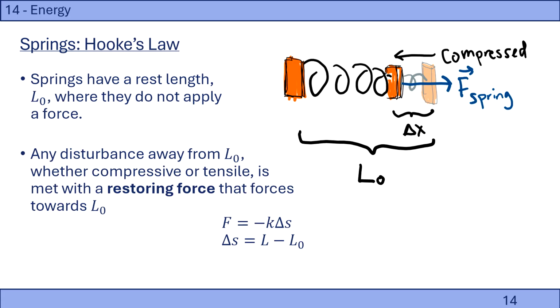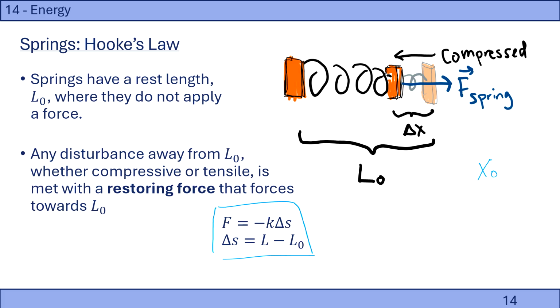To formalize just a little bit, springs have a rest length. Sometimes we call it X naught or L naught, where they don't apply any force. Any disturbance away from L naught, this rest length, will want to move it back towards L naught. So it's a restoring force. Whether it's compressive, meaning you push into the spring, or tensile, meaning you pull on the spring, it still will restore you back to L naught. It will try its best in this F equals minus k delta S sort of way.